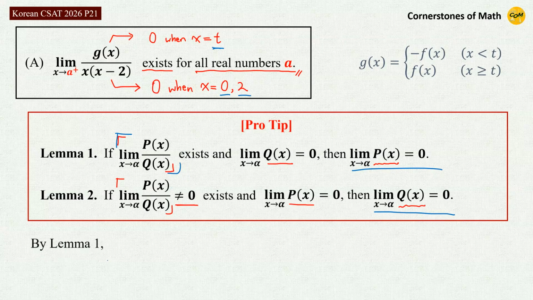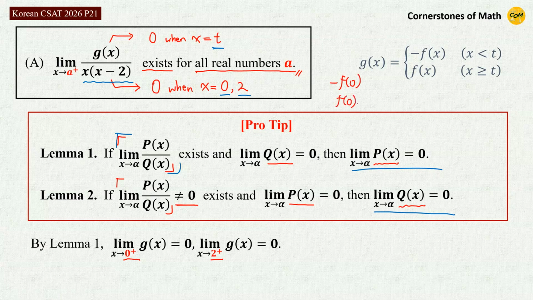Now let us apply the first lemma to our case, where the denominator becomes 0 at x equals 0 or 2. This means that the numerator must also approach 0 when x approaches 0 from the right and 2 from the right. This means that either minus f(0) or f(0) must be 0, and similarly either minus f(2) or f(2) must be 0. Whichever case it may be, we can obtain f(0) equals 0 and f(2) equals 0.